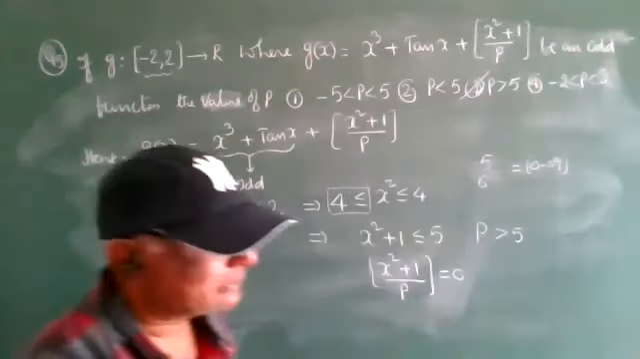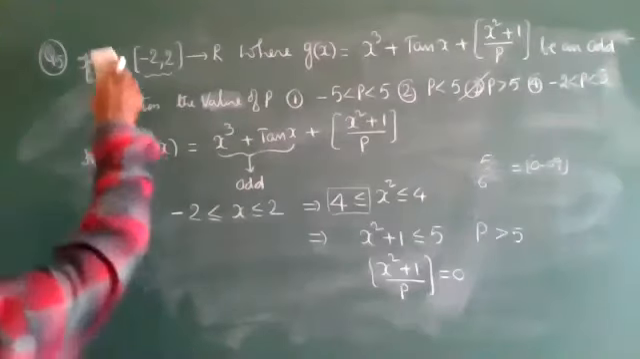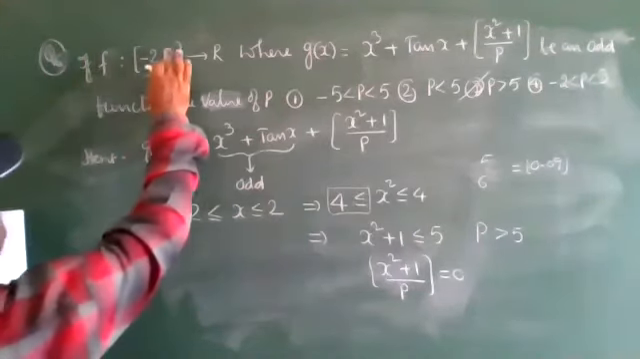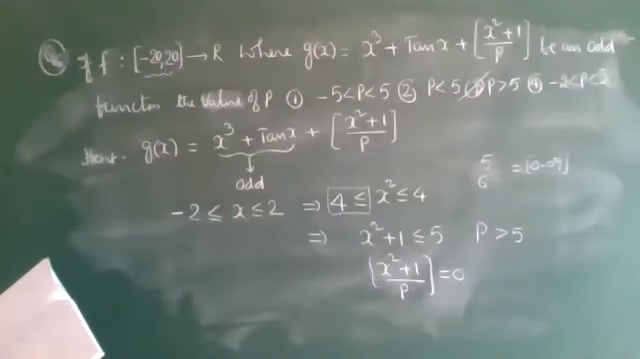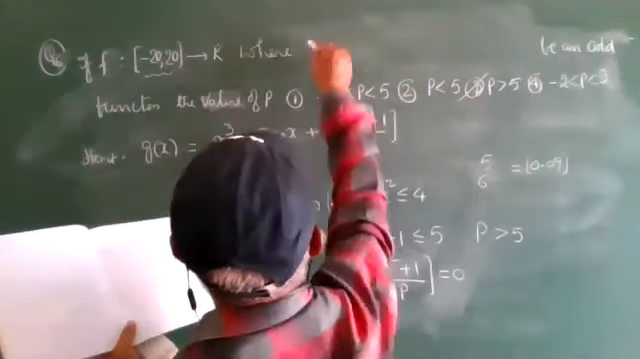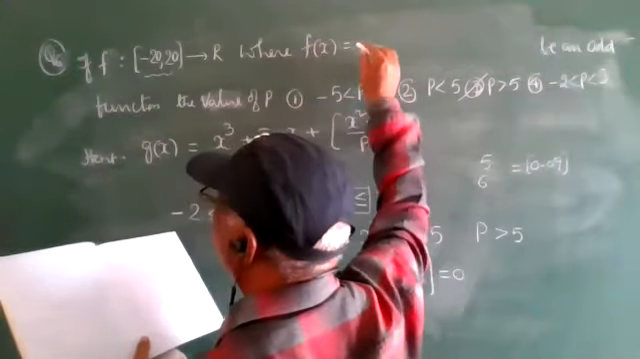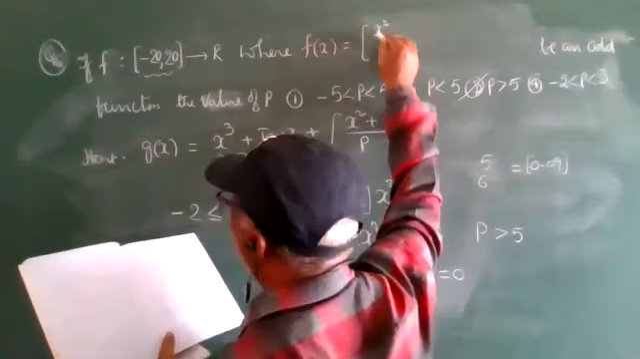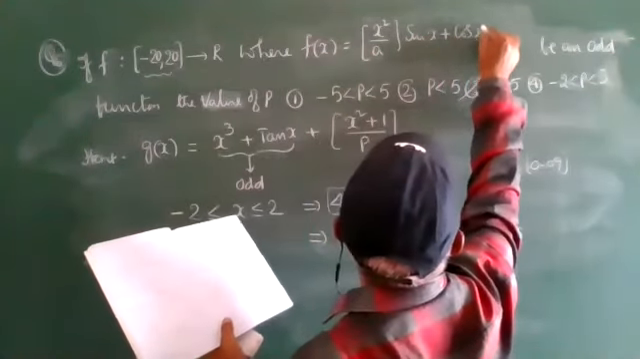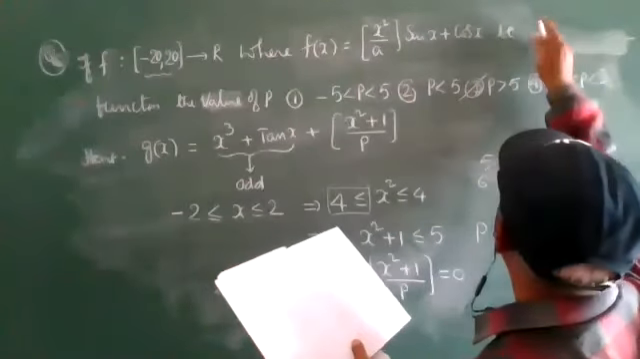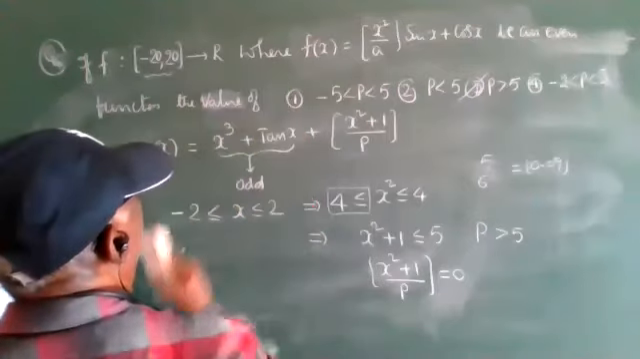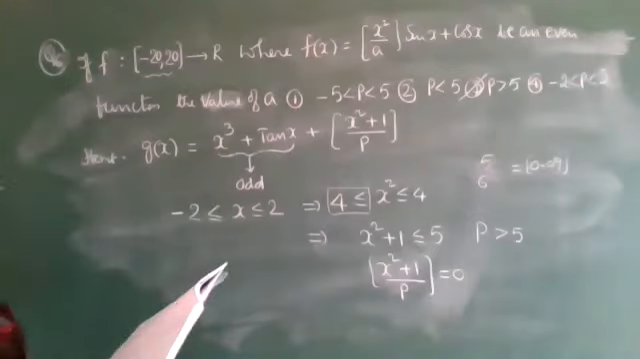Right. Next theory problem I will write. Theory problem number 6: if f maps from minus 22 plus 20 to R, defined by f of x equal to step function of x square plus a into sine x plus cos x, is an even function, then the value of a is required.